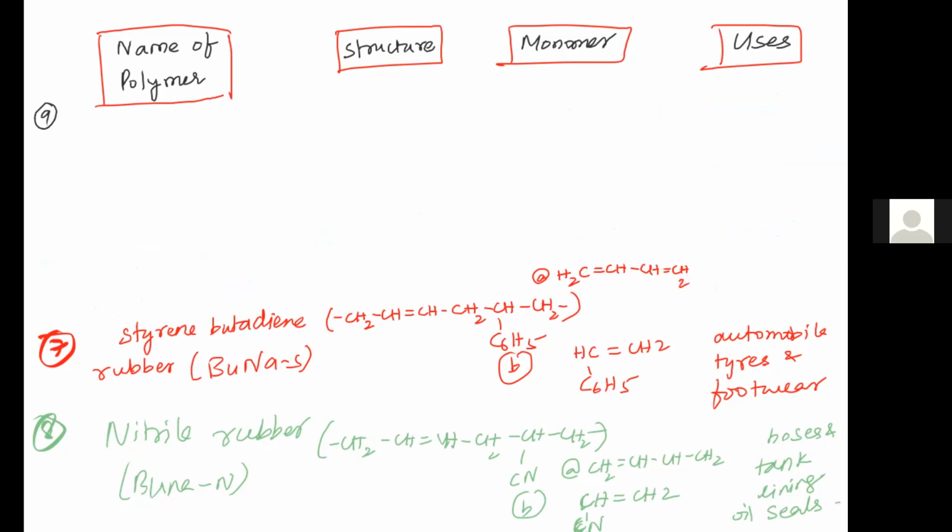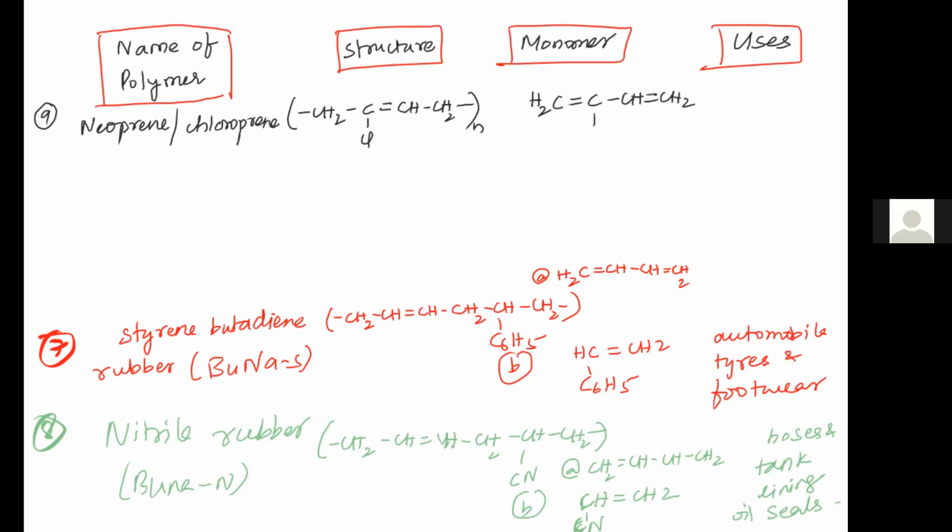Ninth, neoprene or chloroprene. CH2, CCl, double bond CH, CH2. So we have completed the polymers chapter, we will complete it today. I want to complete it, metallurgy is the next chapter. It is used as an insulator. It is used in making conveyor belts. It is used in making printing rollers.